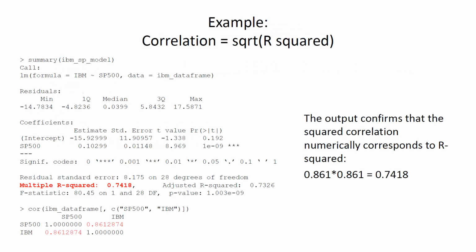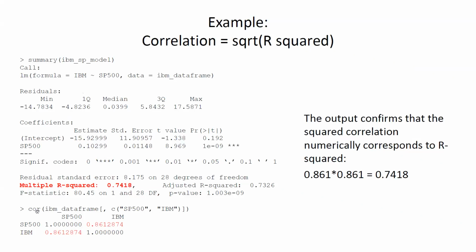Now, looking at an example, here is R output. You see down here, it says R squared, they call that multiple R squared here, is 0.7418. There's also a quantity called adjusted R squared, which we will ignore for now, and we'll look at it a little bit later in the course. So we have multiple R squared is 0.7418.